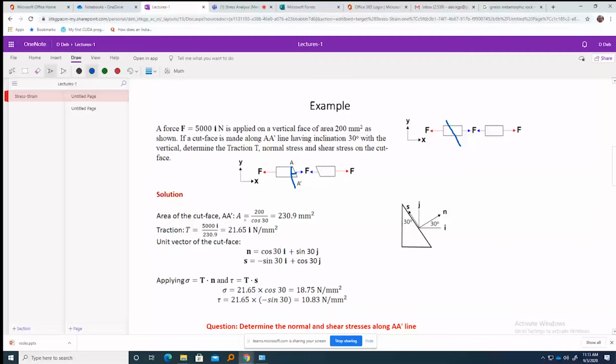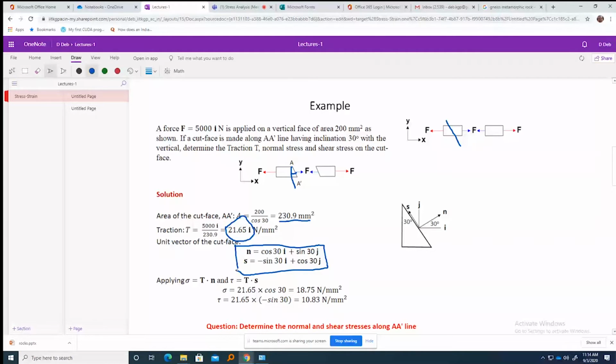So the area will become 200 by cos 30, the A dash area. So this is my new area. The force remains the same because this is the force acting on F. So my new traction will be this, and previous traction was 5000 divided by 200 Newton per millimeter square, and now the traction changes to this. Now the unit normal vector along this line, n will be cos 30 i plus sin 30 j, s will be minus sin 30 i plus cos 30 j. I think these two relationships you probably know, or we can also derive that later on.